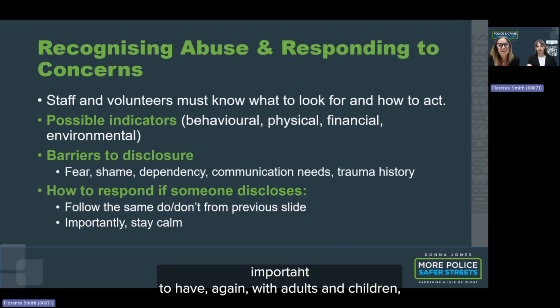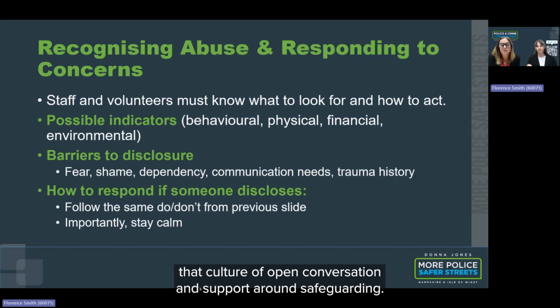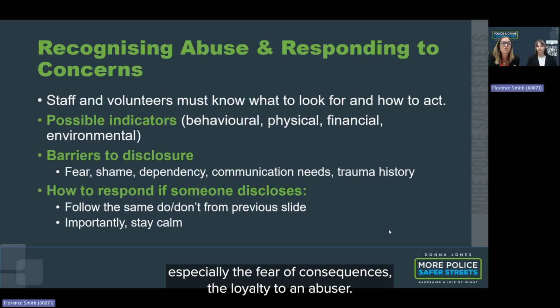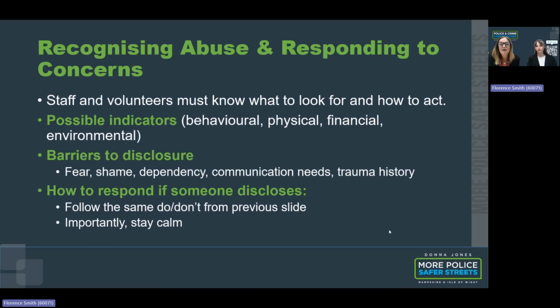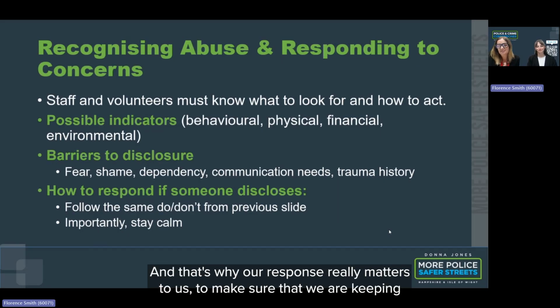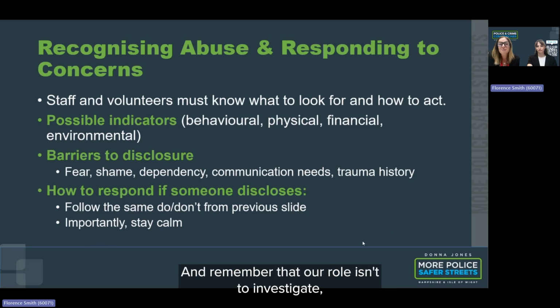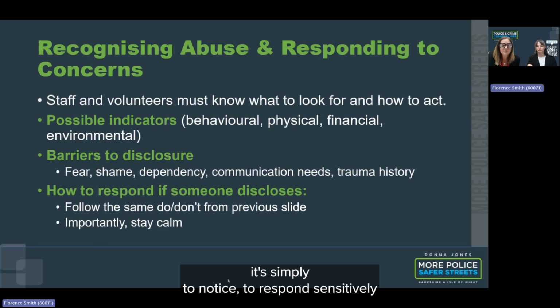And it's really important to have, again, with adults and children, that culture of open conversation and support around safeguarding. Adults may not disclose abuse for many different reasons, especially the fear of consequences, the loyalty to an abuser. And that's why our response really matters, just to make sure that we are keeping them psychologically safe while they're making that disclosure to us. And remember that our role isn't to investigate, it's simply to notice, to respond sensitively, and to pass that concern on.